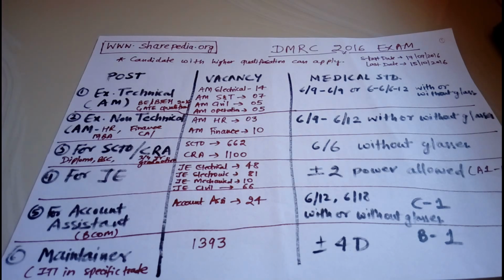Now move on to the next one, that is station controller cum train operator, and CRA, customer relation assistant. For SCTO there is a huge vacancy, 662 vacancies, but you must know that there is a high medical standard for this exam. You must have 6/6 with naked vision. It means that you cannot use glasses. Your eyes must be 6/6 without glasses. No power is allowed. Even plus minus 0.5 power is not allowed for these.